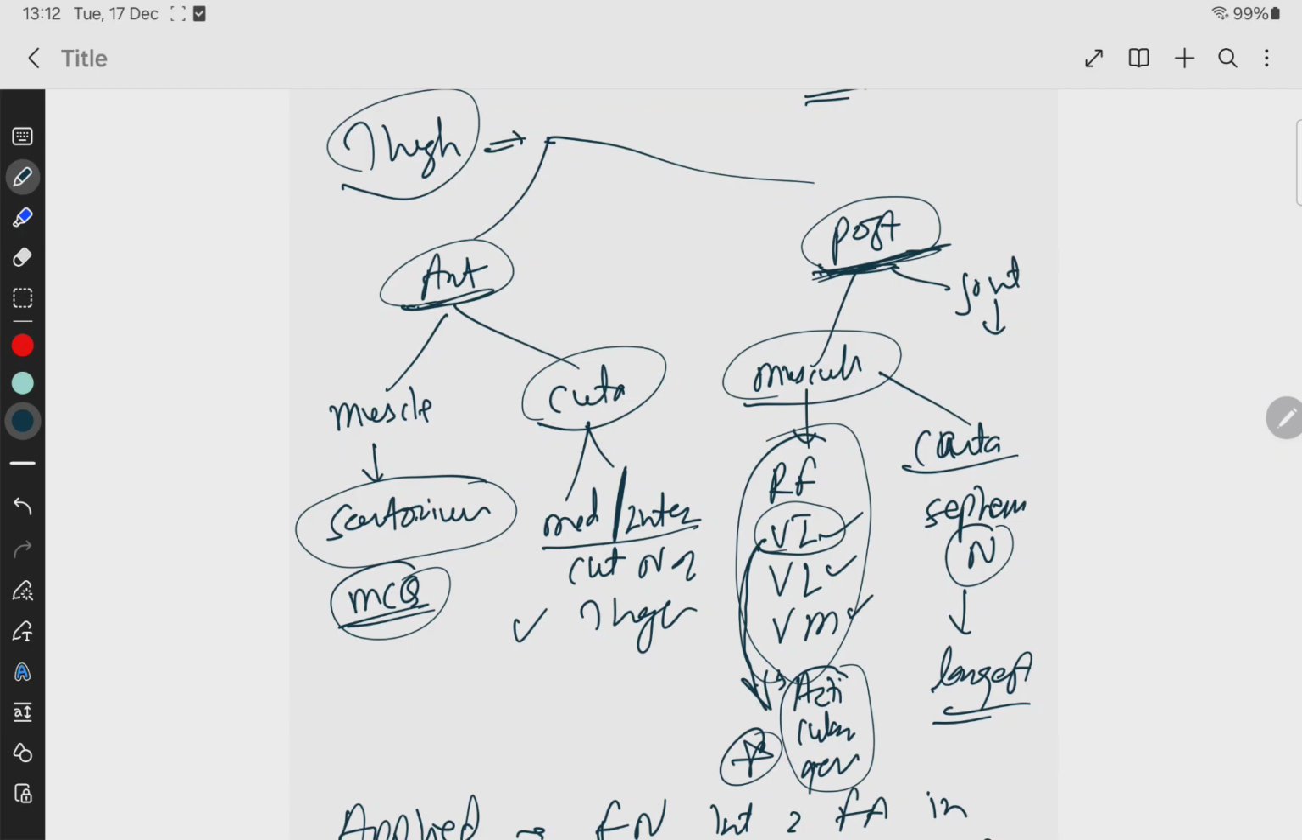Articularis genu is supplied by which nerve? Femoral nerve. Which branch of the femoral nerve? Posterior division of the femoral nerve. And specifically which branch? Nerve to vastus intermedius.